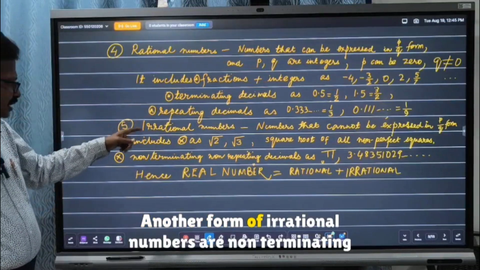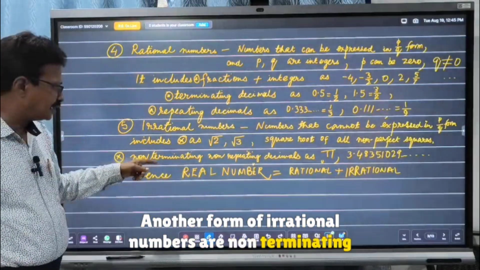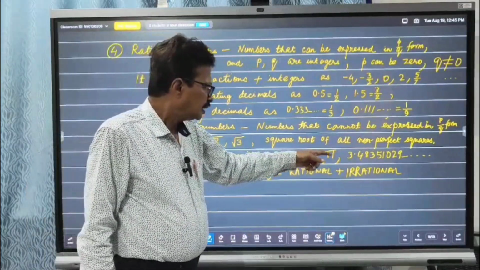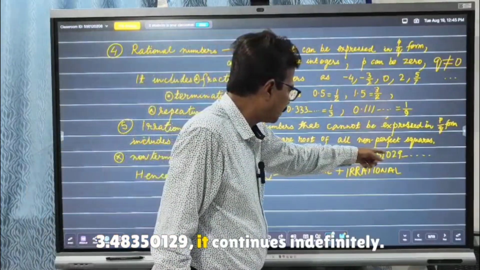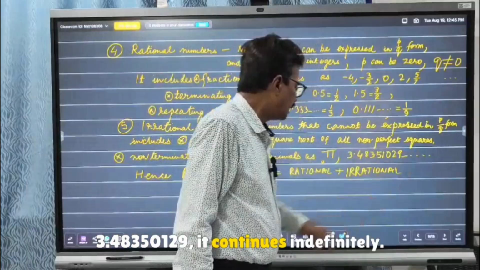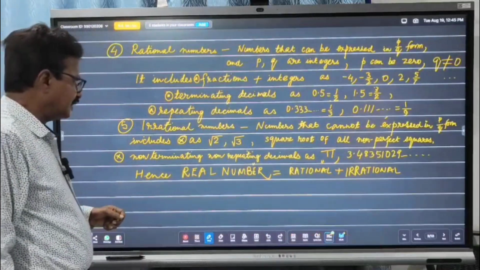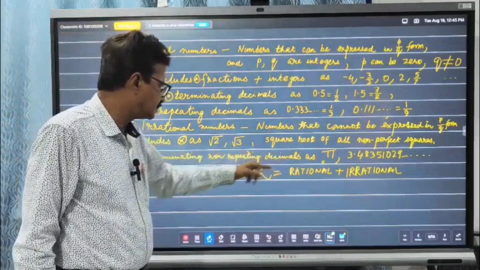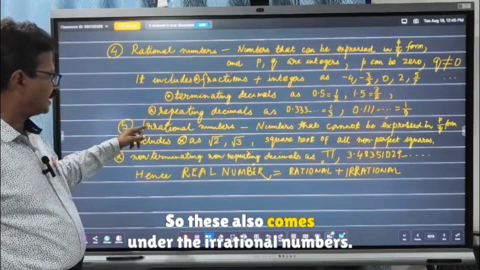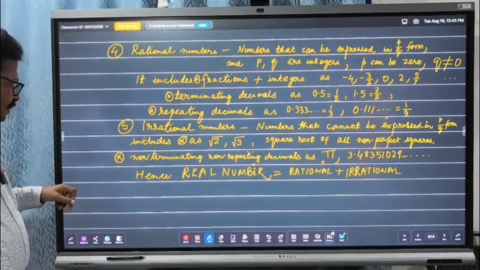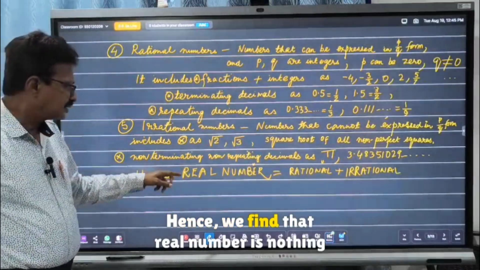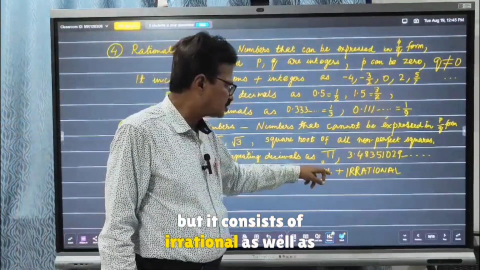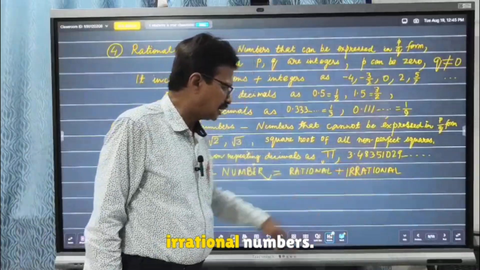Another form of irrational numbers are non-terminating and non-repeating decimals as pi, 3.48350129, it continues indefinitely. So these are all non-terminating and non-repeating decimals. So these also come under the irrational numbers. Hence, we find that real number is nothing but it consists of rational as well as irrational numbers.